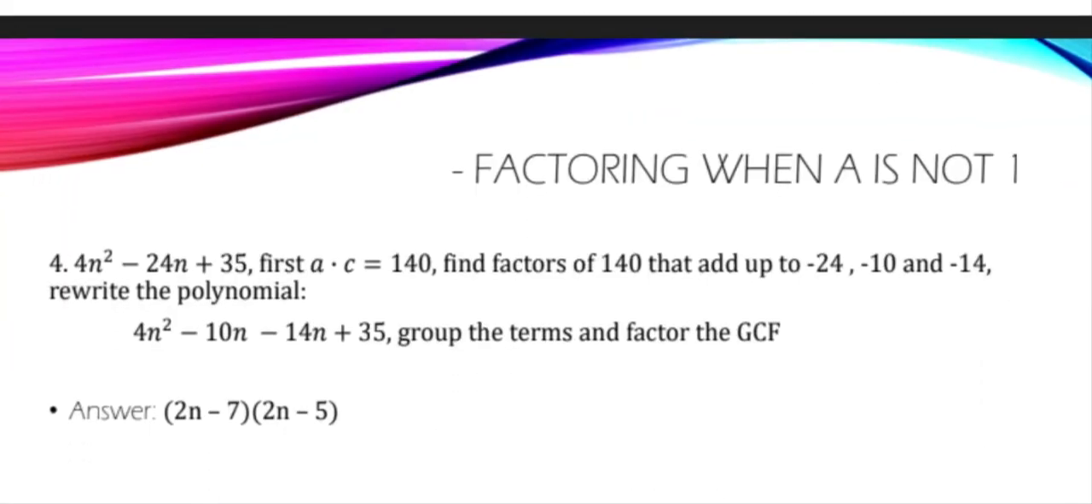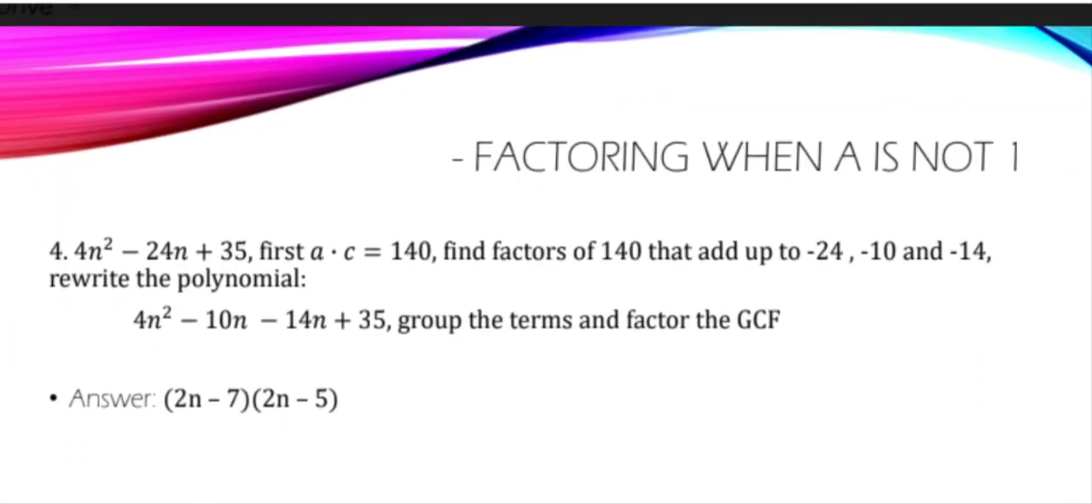In this example, we have factoring when a is not 1. When the a value is not 1, factoring might become slightly harder. In this example, we have a quadratic trinomial in which the coefficient of the highest power is not 1. 4n squared minus 24n plus 35. First, we multiply the a and c value. 4 times 35 is 140. Then we should look for factors of 140 that add up to negative 24. Those two factors are negative 10 and negative 14 because they multiply to 140 and add up to negative 24.